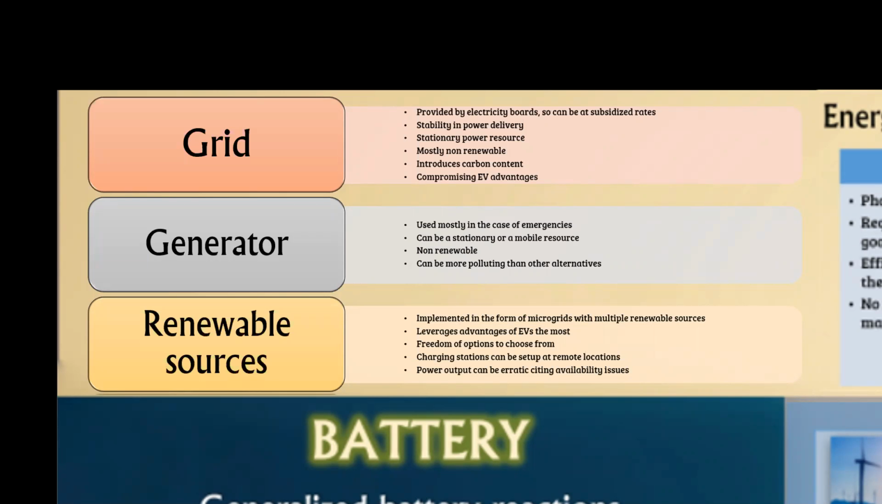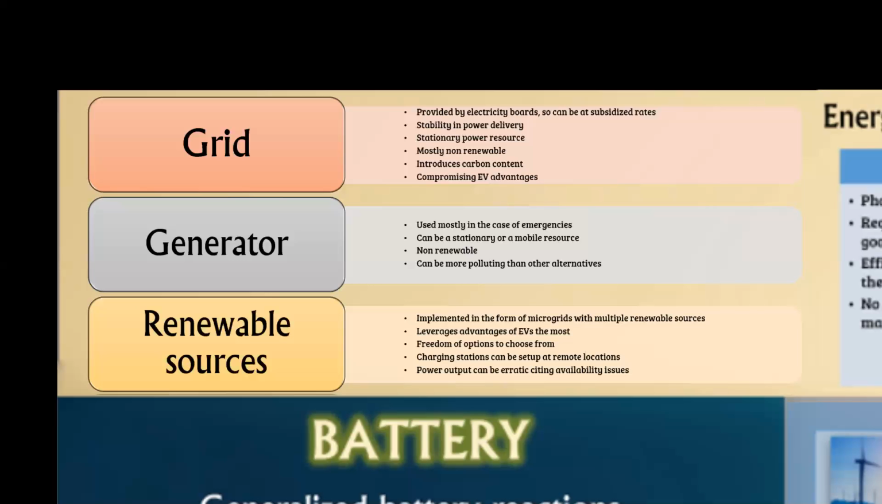There are definitely advantages and disadvantages with all of these. In the grid, the main advantage is stable power delivery, because of the inertia of the grid. You basically don't see any fluctuations in the power output, and the voltage also remains more or less constant. Since the grid is owned by electricity boards, it can also be cheaper because it is for the masses, and you can get power at subsidized rates.